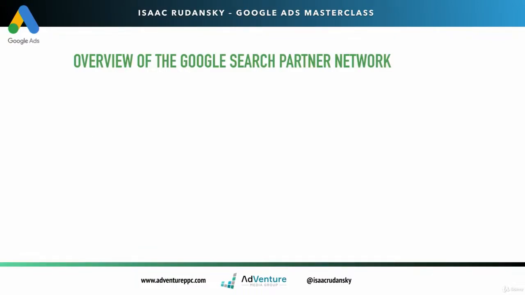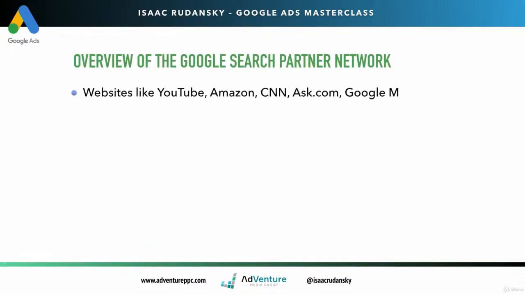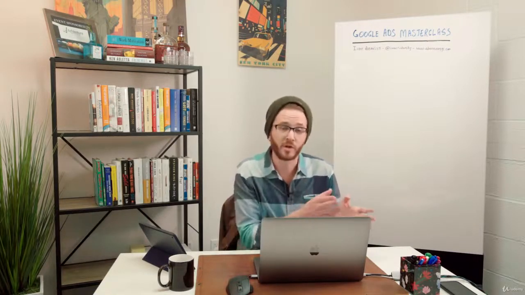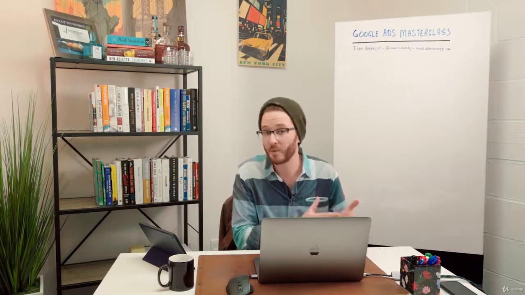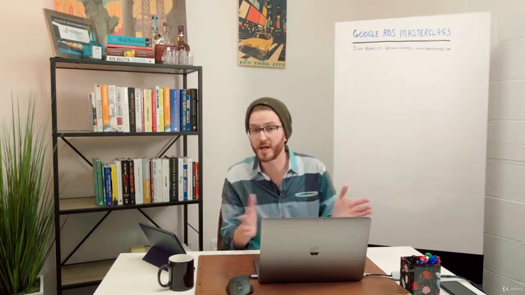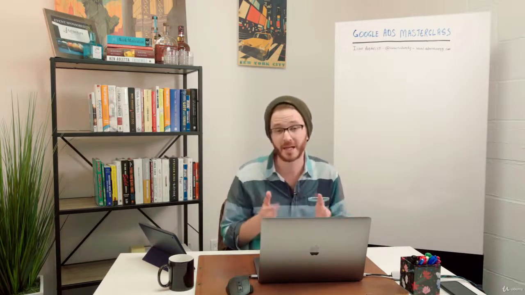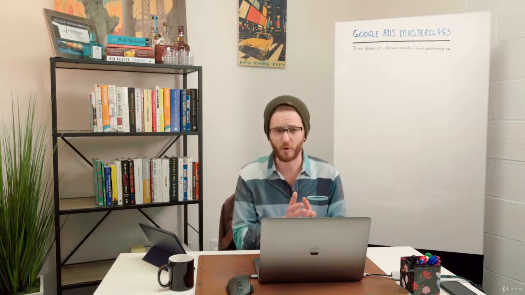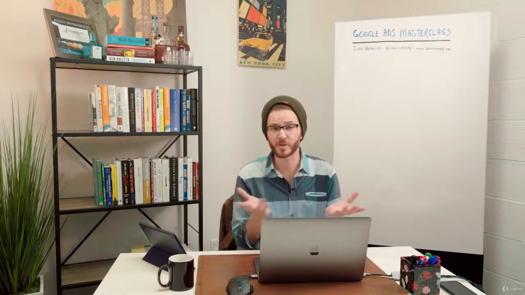The Search Partner Network includes sites like YouTube, Amazon, Ask.com, Google Maps, About.com, many, many others. There's no official list. These are sites that have search functionality within them, and there's not just a handful. There's thousands and tens of thousands of sites like this that use Google search functionality in some way in their websites, and there's a range between real, legitimate websites like the ones I'm listing above and just tons of random blogs that also use search functionality.